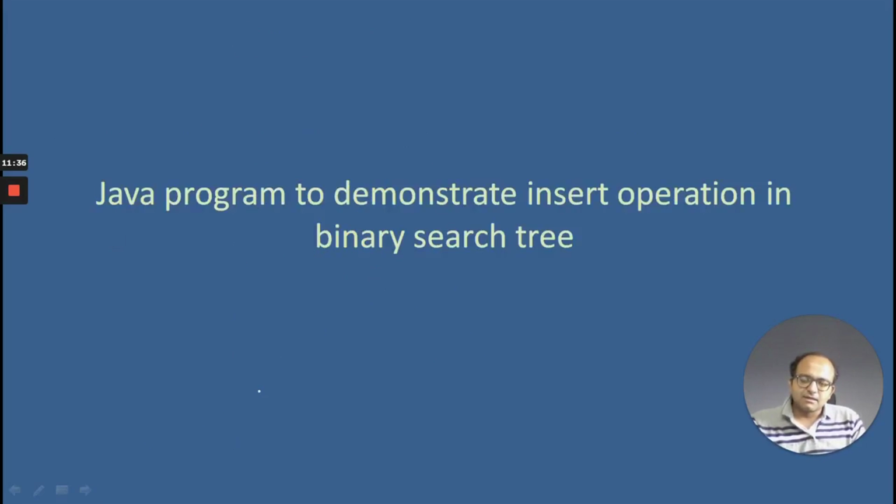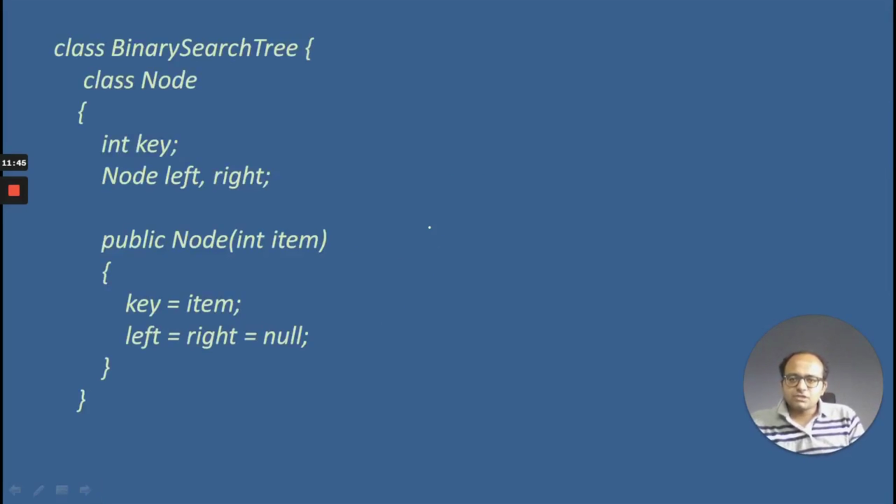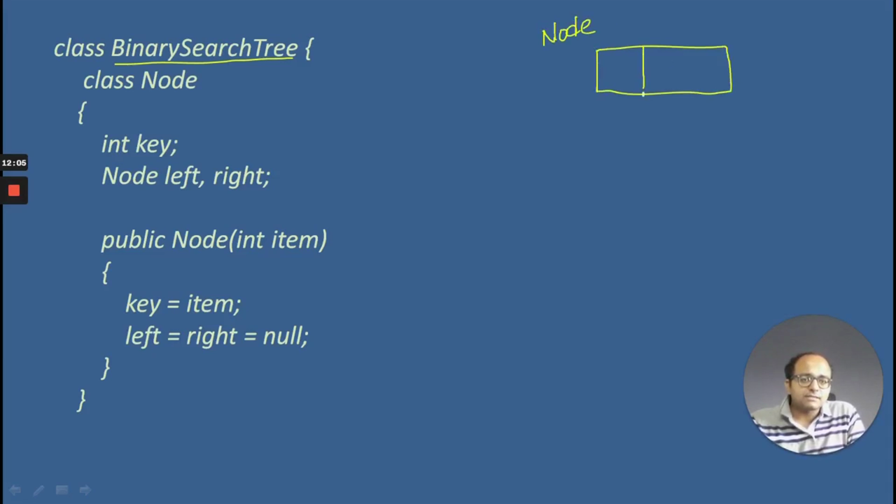Now let's understand insertion operation in binary search tree using Java program. First, we are considering a class called binary search tree. In order to construct a binary search tree, we need a node, isn't it? A binary search tree contains nodes. So, node will have totally 3 parts, isn't it? So, the first part will be left child. The second part will be key. And the third part will be right child.